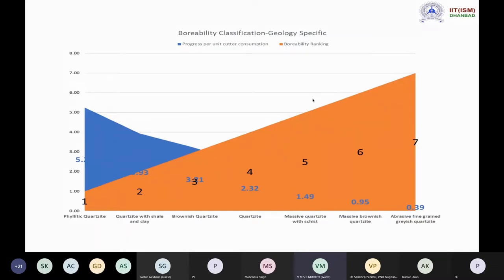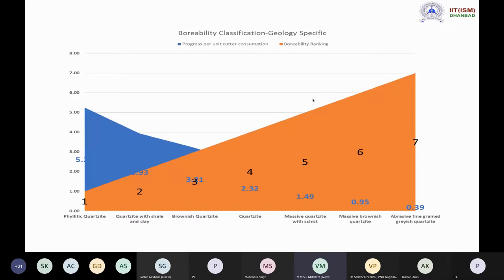So the scale here I'm considering is progress per unit cutter consumption. I'm now combining both the axes together. That is, how much progress I could achieve per unit cutter consumption. In fact, this is what I think one can think of. Maybe you are also doing it, I do not know.